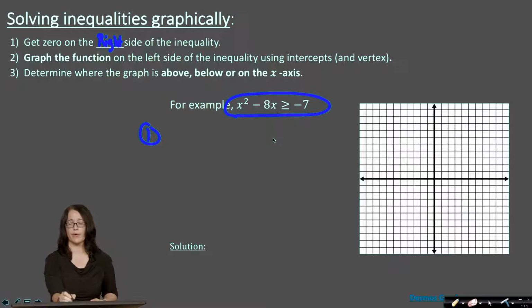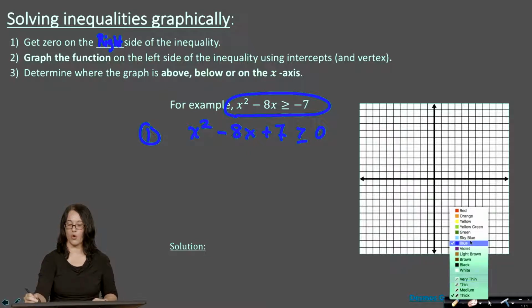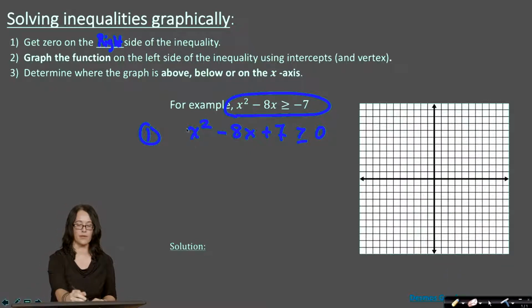To get 0 on the right side, what would you get here? Yep, x squared minus 8x must be greater than or equal to -7. But if you move the -7 to the other side, you'd have to do what? That's right, you'd have to add 7. So now you have +7 on the left side, greater than or equal to just 0. That's step 1, get 0 on the right. Now that we've done that, we know what function we're graphing, right? We are supposed to be graphing the function x squared minus 8x plus 7.